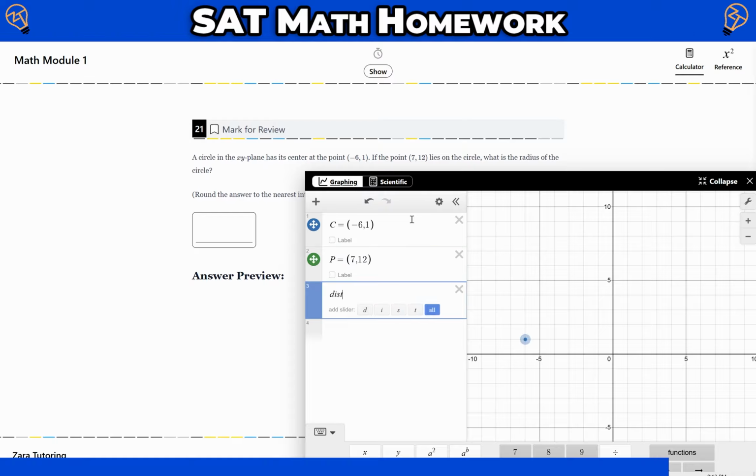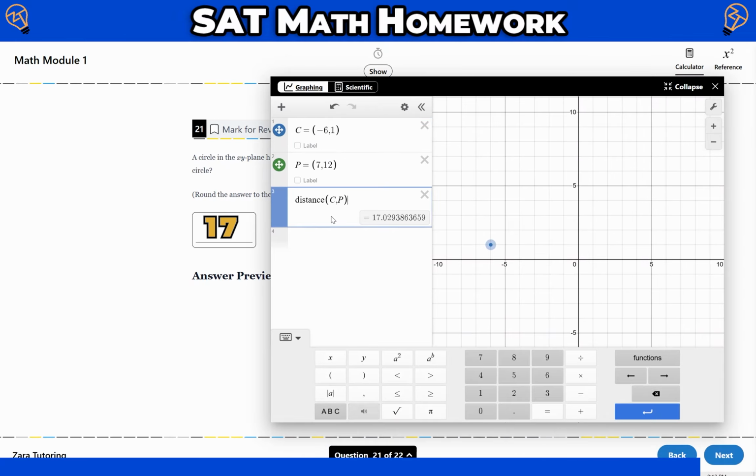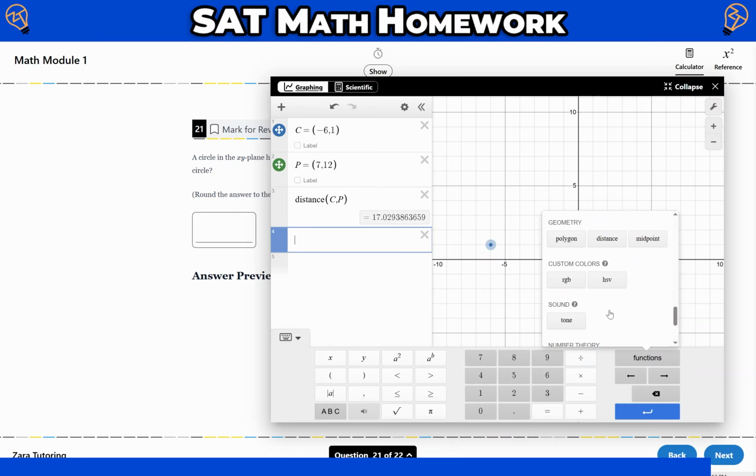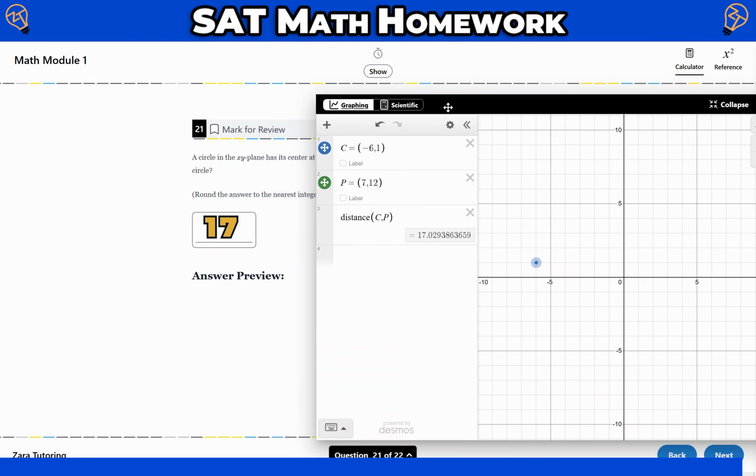Okay, so I'll put (7, 12). Now, if I type distance, did you know that as a kind of shorthand, I get my answer, right? You could have gone here and done functions and scrolled down to geometry and chosen distance, but it's a little bit easier just to type it in, in my opinion. So either way you get 17, but obviously Desmos is really efficient.